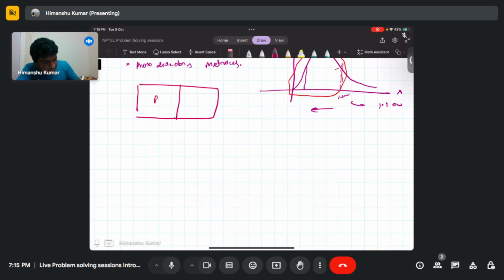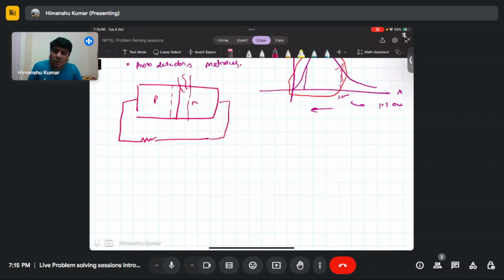If you connect a PN junction with a resistor, and you shine light or radiation on this PN junction, it will absorb the light and generate electron-hole pairs. If those are generated within the PN junction region, they will be drifted away by the electric field in the junction, and that leads to the generation of current.